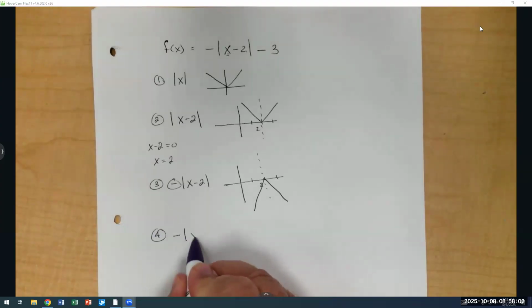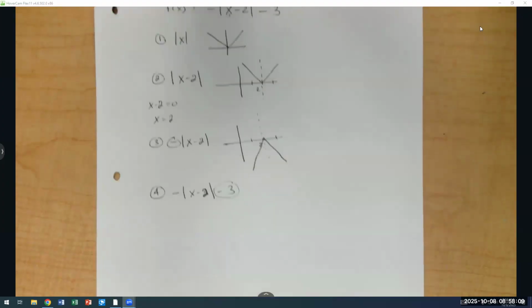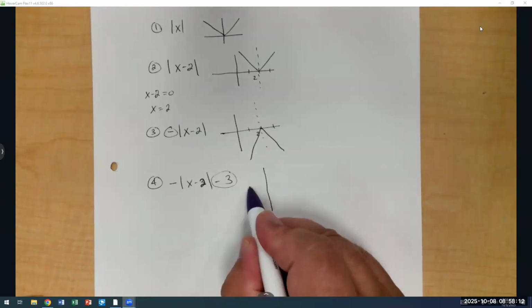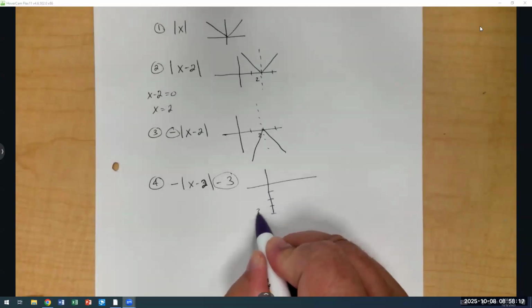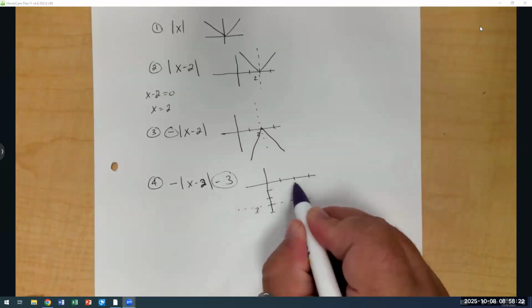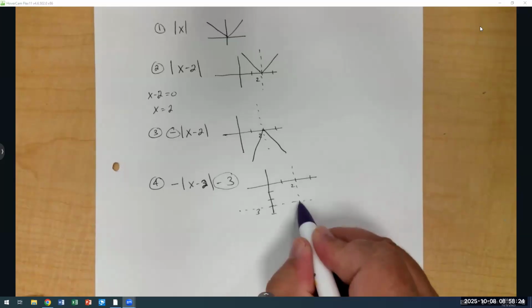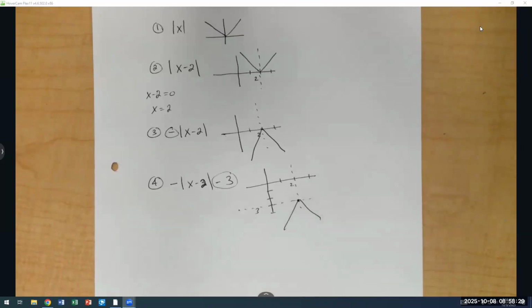So the next one is the -3. What does this -3 tell us to do? Shift it down 3 times. Right. So physically move it down 3 spaces. So there's our new origin right there. So our graph looks like that. What do y'all think so far? Pretty straightforward?